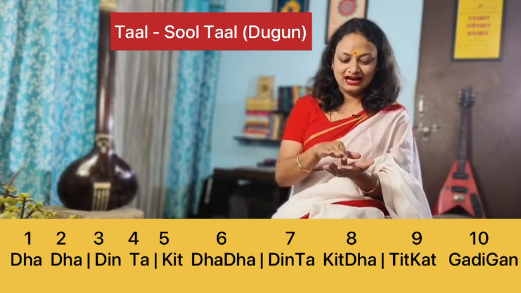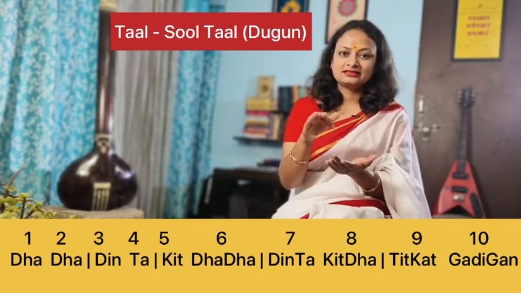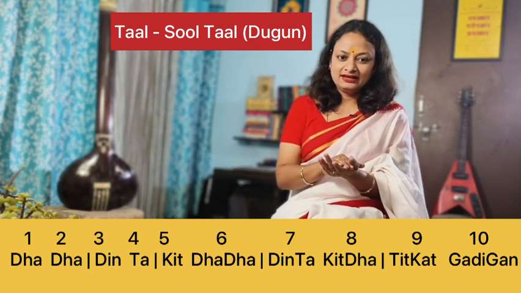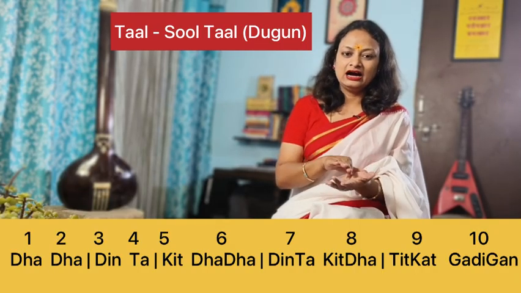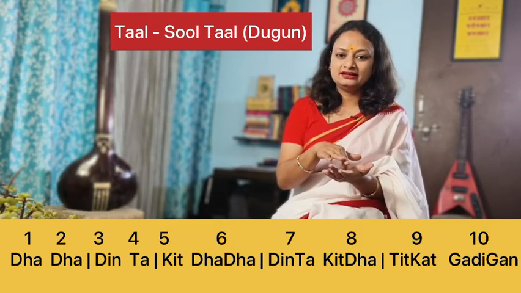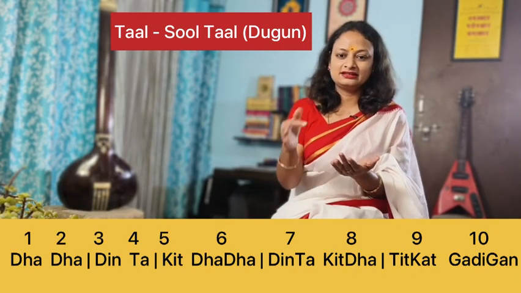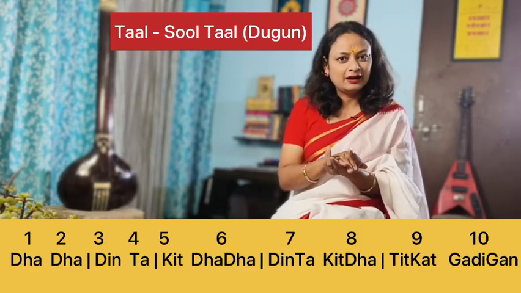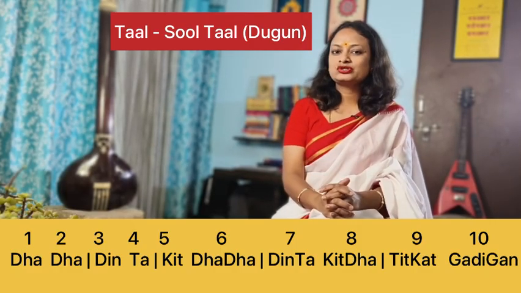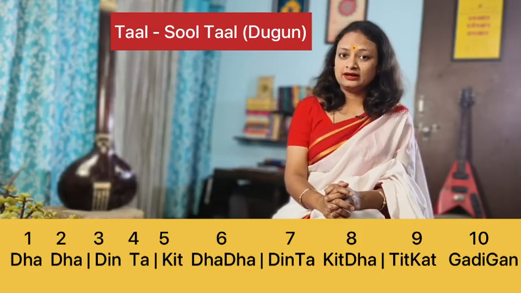Dha, dha, din, ta, ke, ta, dha, dha, din, ta, kit, dha, tit, kat, gadi, gana, dha. So this was the dugun of Sool Taal.